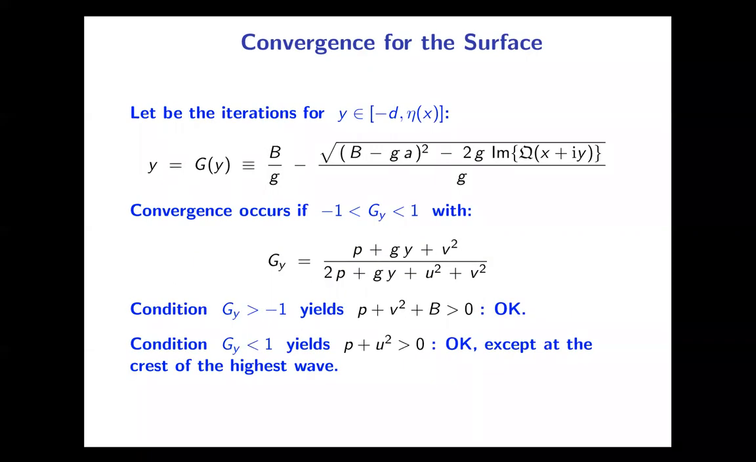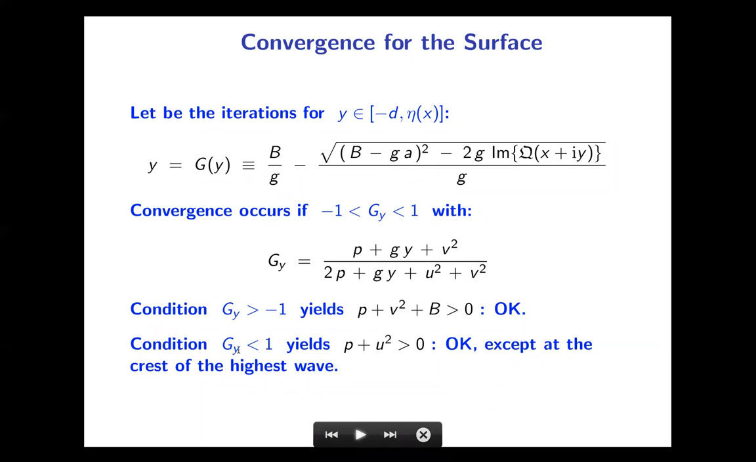Now, let's go to the free surface. We do a similar analysis for the definition of our free surface, define a new function, capital G, and we define it like that. And as before, convergence occurs if the derivative is smaller than one. With my physical quantity, the dG/dy, the derivative, is defined here. If I look at the lower condition for convergence, G_y larger than minus one, it implies that this quantity should be positive. Here P is the physical pressure, it's positive. V squared is positive, and B is the sum of positive terms. So it is positive. So the lower bound condition is fulfilled.